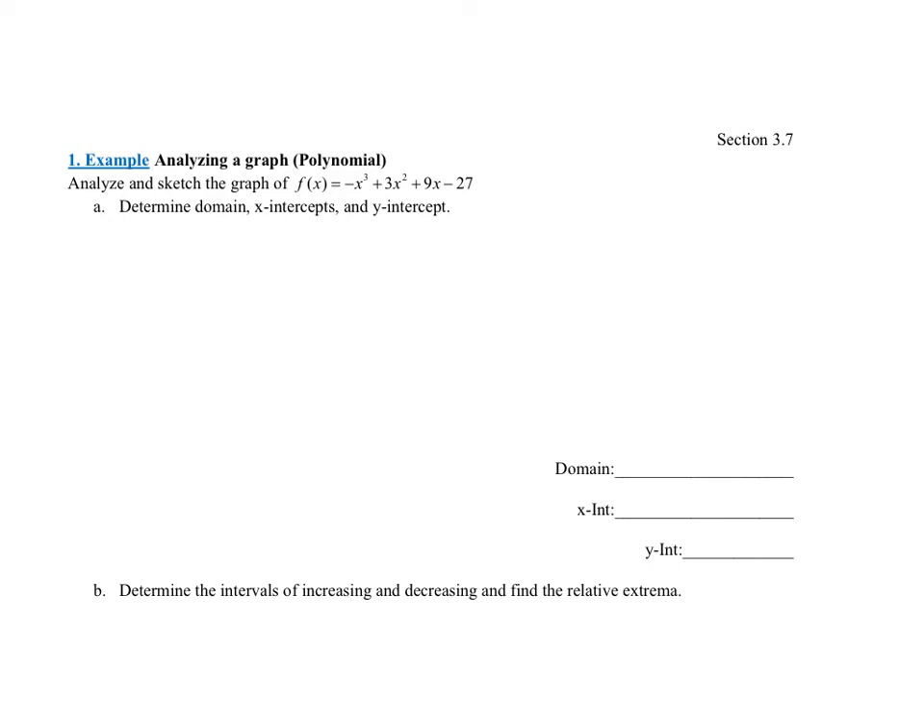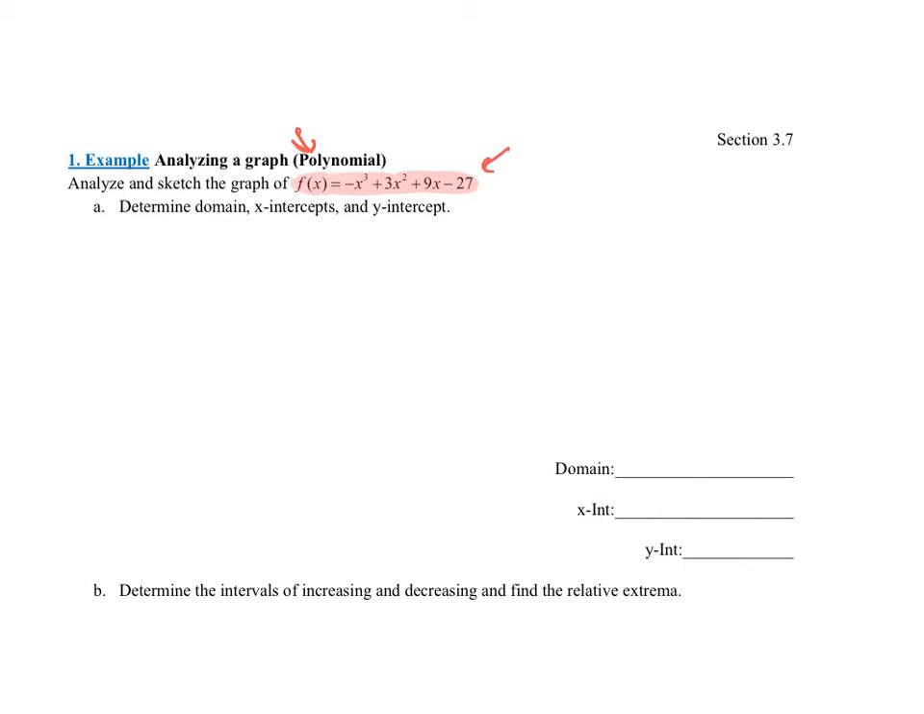So let's look at our first example here. Our first example says, analyze and sketch the graph of f of x equals negative x cubed plus 3x squared plus 9x minus 27. So the ultimate goal is, I want to tell you absolutely everything important about this function and sketch this function, again, without using technology. How do I do it?